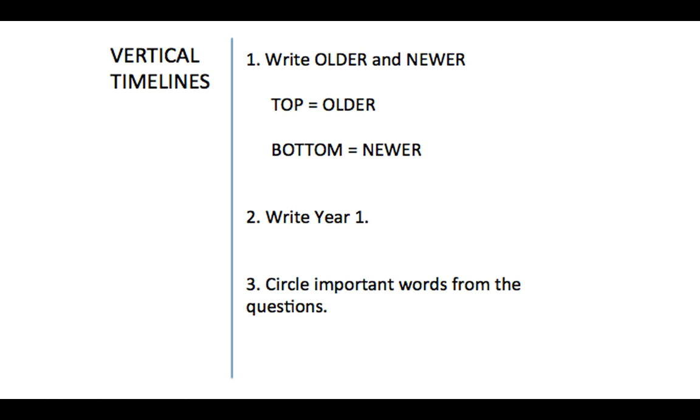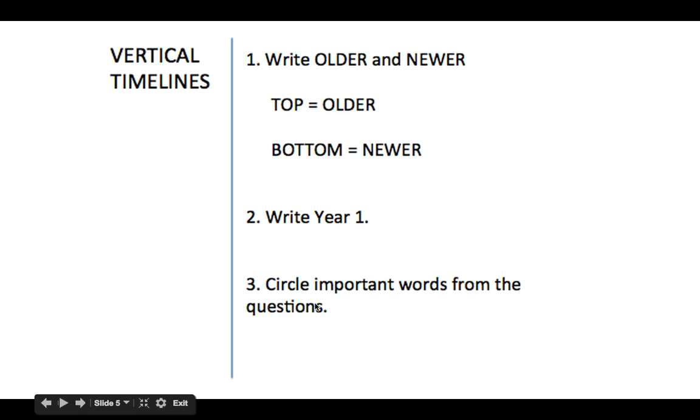If your timeline has no BC, or it only has BC, then maybe there's not going to be a year 1 on your timeline, but that's something that you need to be aware of. If it has BC and AD, then you need to know where the year 1 is going to fall between them.